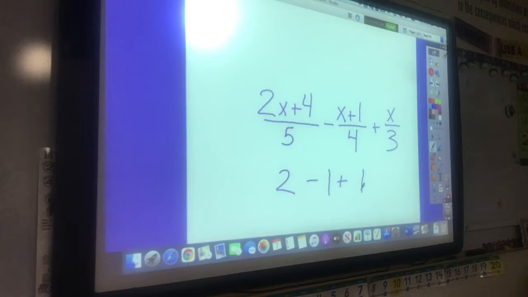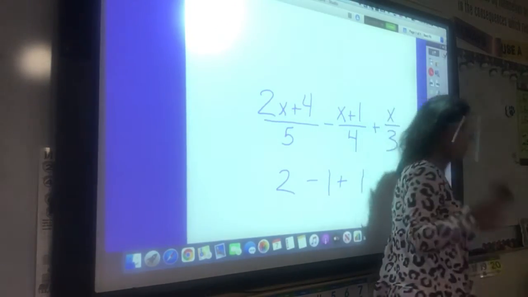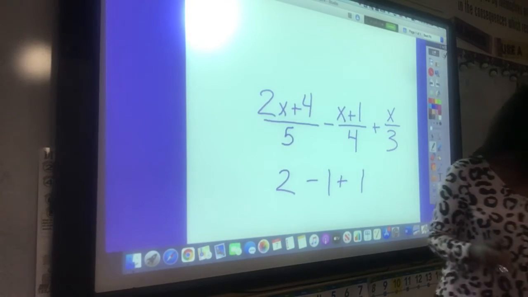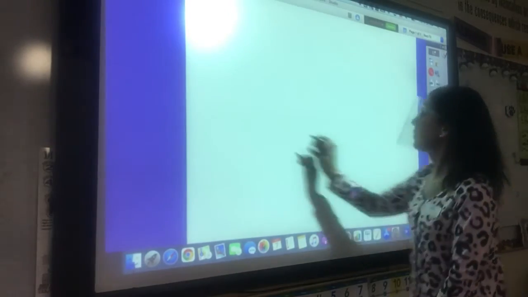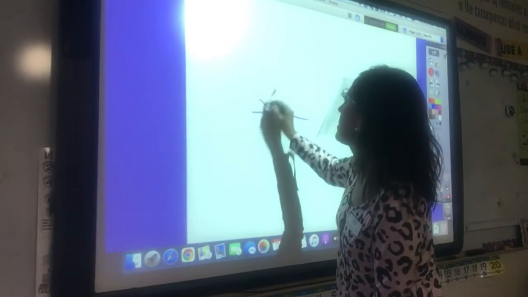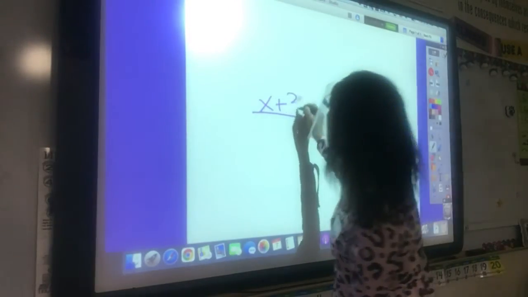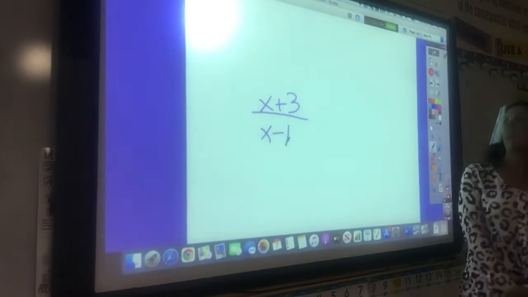Okay, let's try another one. Again, more than anything, it's just being really careful. All right, let's try this one. All right, so we're going to put x plus 3 over x minus 1. Okay, x plus 3 over x minus 1.